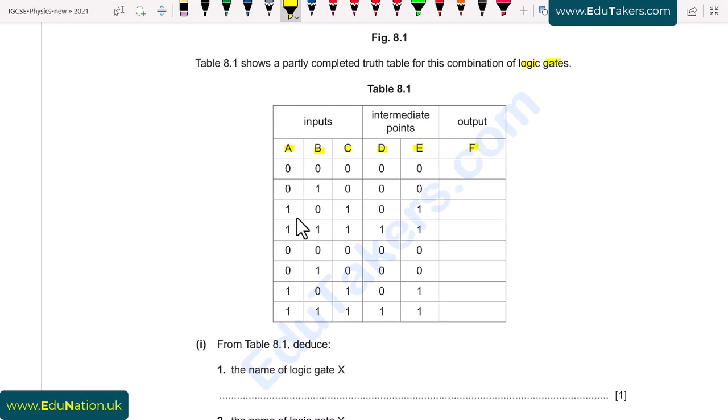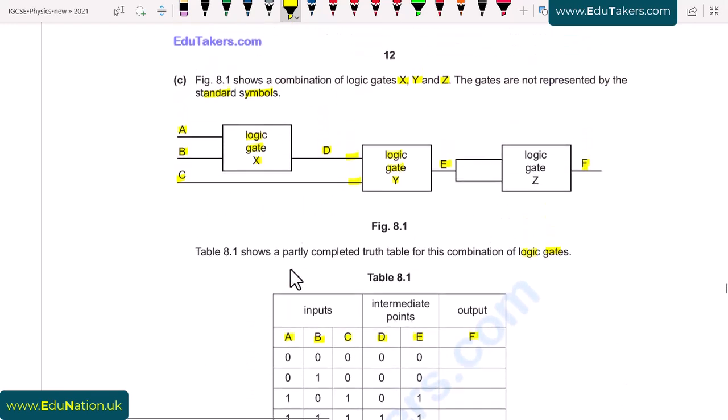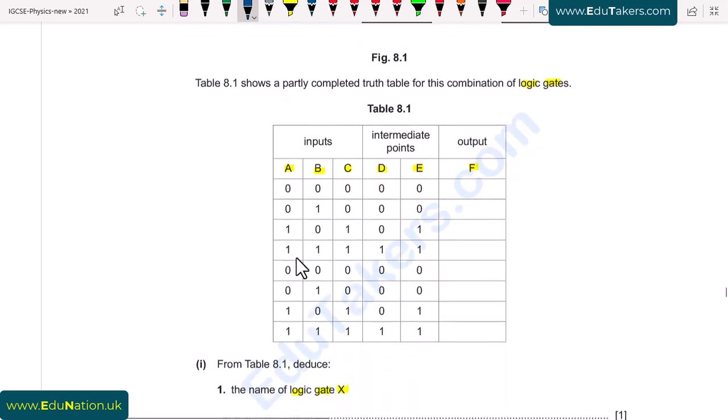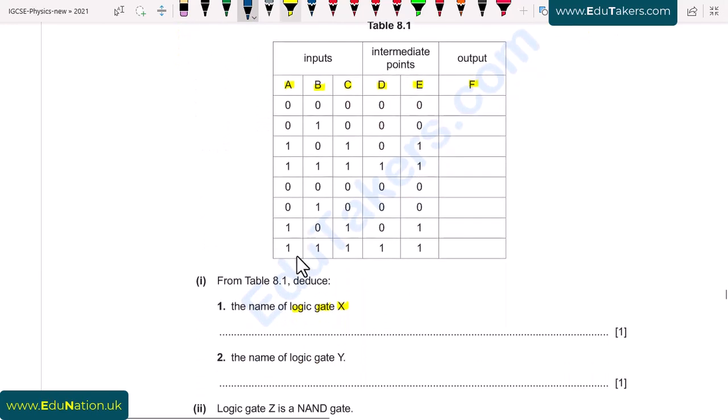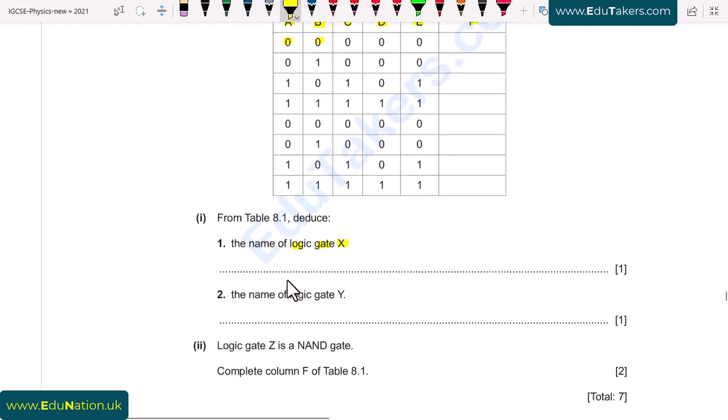Part 1. From table 8.1, deduce the name of logic gate X. We have to tell the name of logic gate X. First of all, we can see here that this is logic gate X and it is formed by A and B. So going on the truth table, we see different combinations of A and B. Here we can see that here is 0 and 0. It gives D output as you can see from here. So this output is 0.